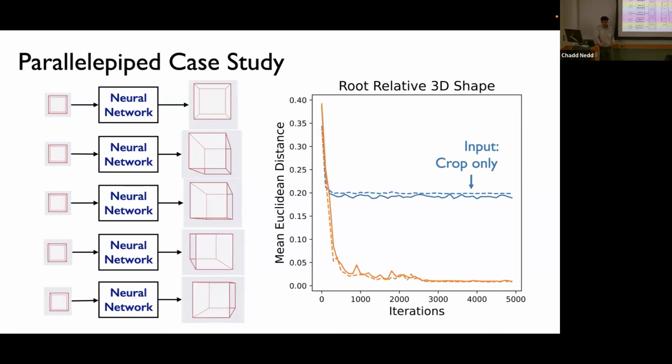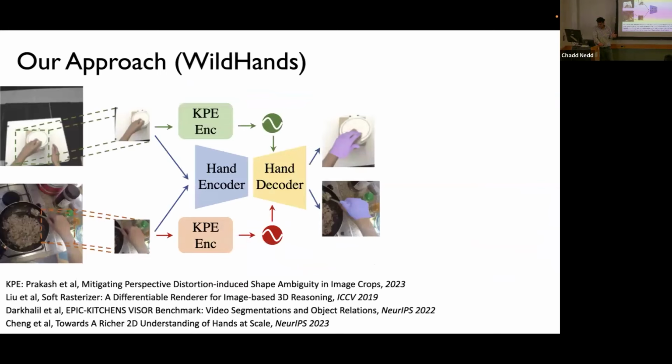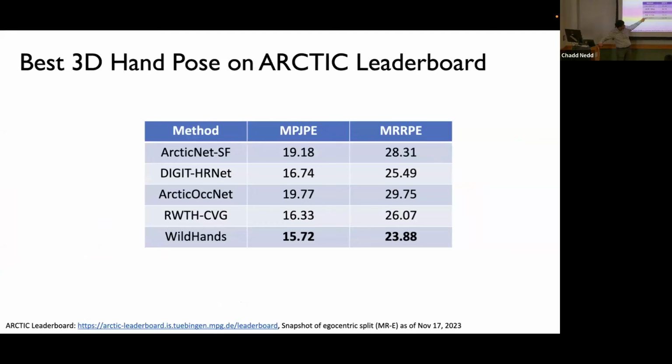So this does not generalize. That's a simpler strategy. You do auxiliary supervision with real world data and so forth. So these are the results we get. We actually get the best results on the leaderboard. You get the convolutional methods, you get transformer-based methods and so forth.